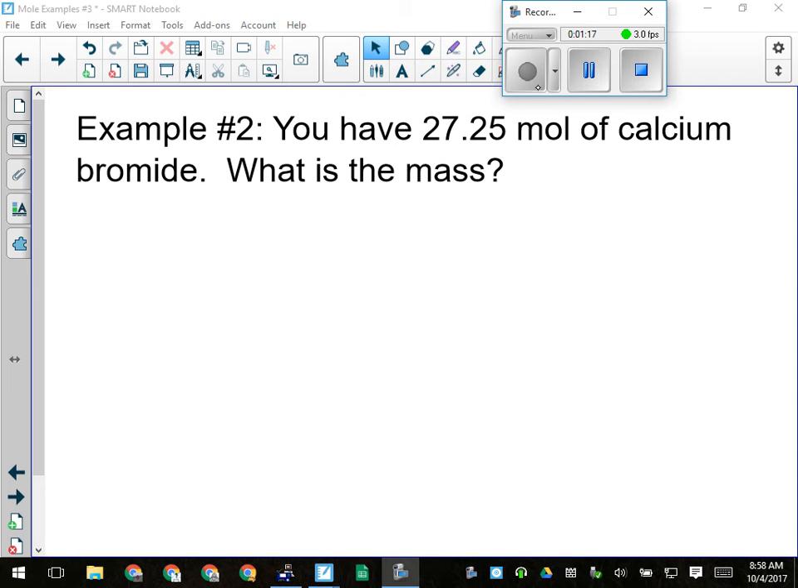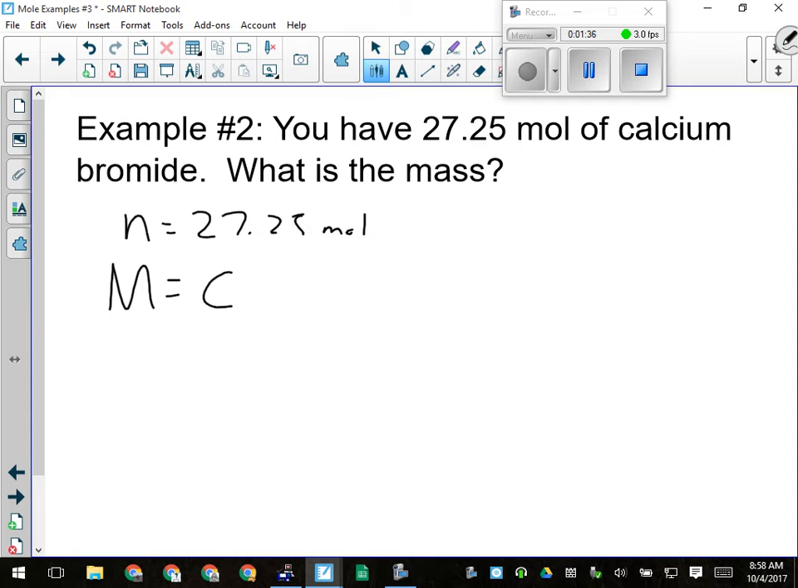Okay, so for number 2, we've got 27.25 moles of calcium bromide. So what did they give us? Which is which letter? N. So we got N is 27.25 moles, and they told us it's calcium bromide. So that's CaBr, but we have to drop and swap. This is a -1, that's a +2.